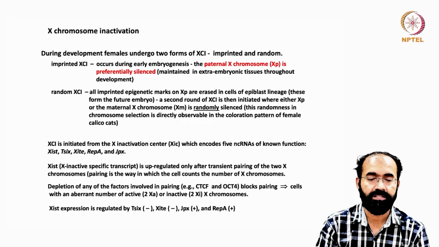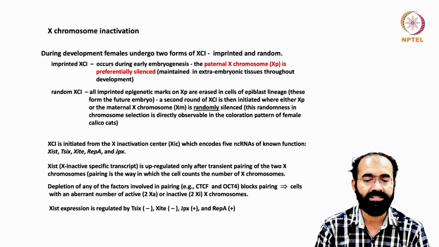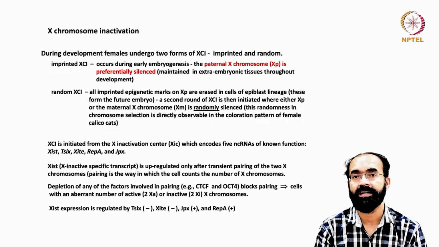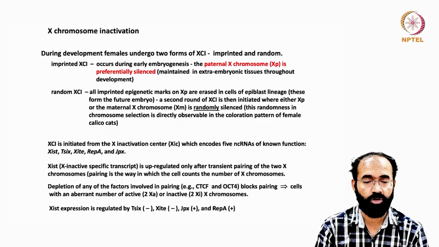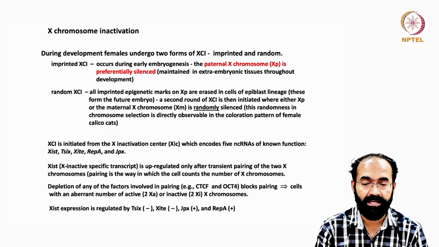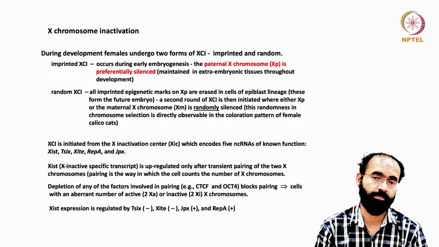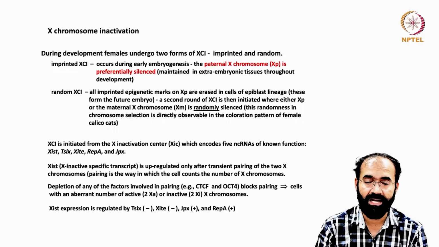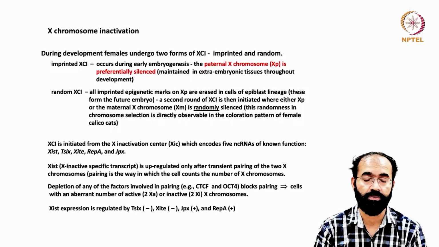So, looking further at X chromosome inactivation during development, females undergo 2 forms of it. One is imprinted and the other is random. Imprinted X chromosome inactivation occurs during early embryogenesis. The paternal X chromosome, referred to as XP, is preferentially silenced and it is maintained in extra-embryonic tissues throughout the development. Random XCI happens later. All imprinted epigenetic marks on XP are erased.